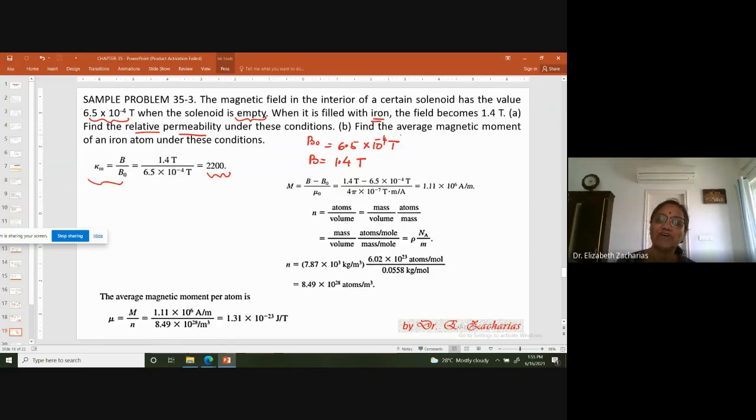Second, find the average magnetic moment of an iron atom under these conditions.